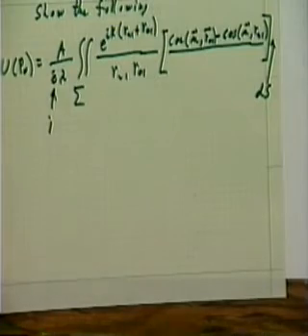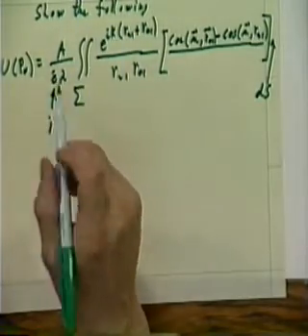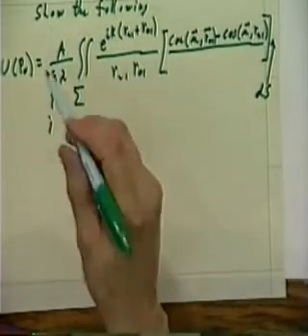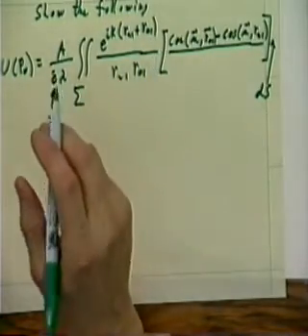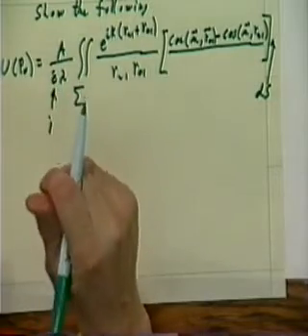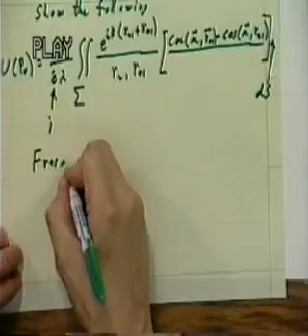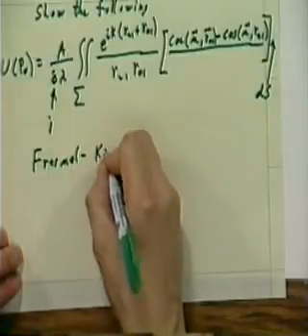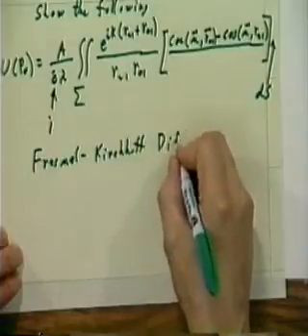And this is true only for illumination by a single point source. But it's going to hold for much more general illumination, because any illumination you have can be thought of as being made up of a bunch of point sources. And this is what we call the Fresnel-Kirchhoff diffraction formula.